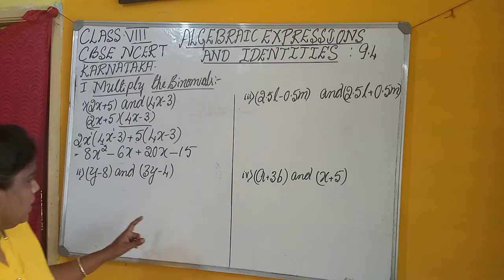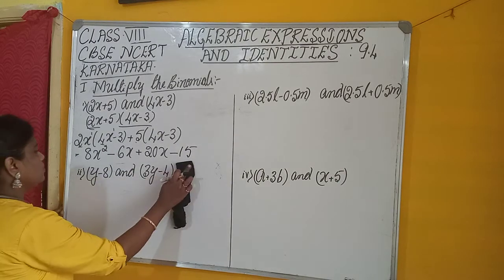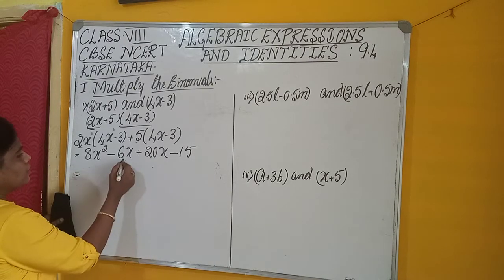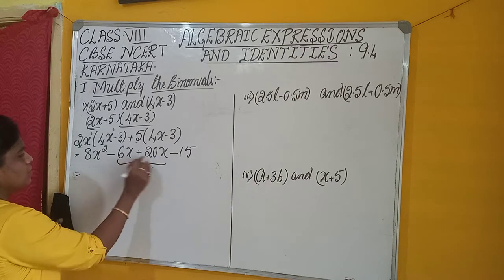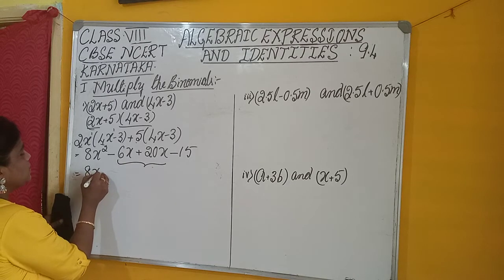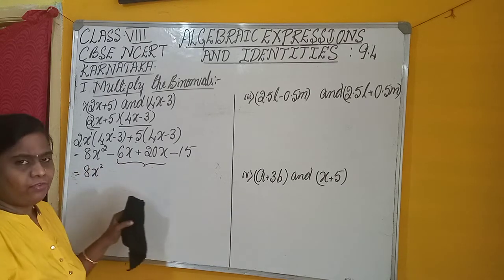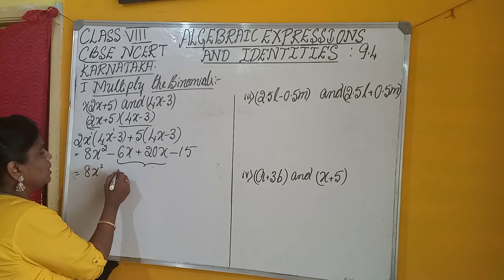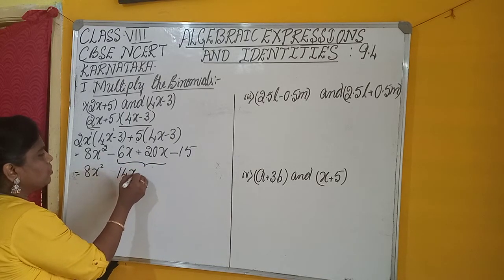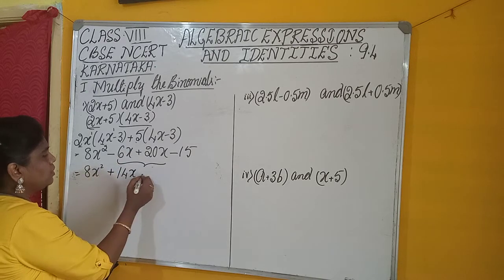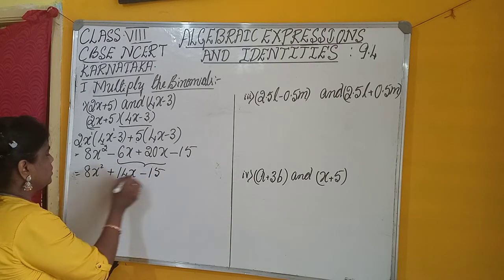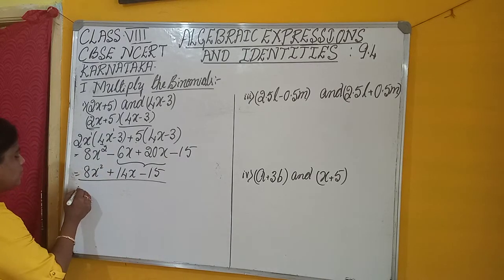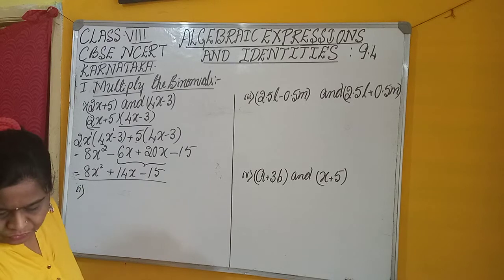Here you have to look at the like terms. These 2 are like terms, 1 plus is there, 1 minus is there, therefore we have to take the difference of these 2 numbers, that is 14x. The symbol should be of the greater number, therefore minus 15. This is the answer.